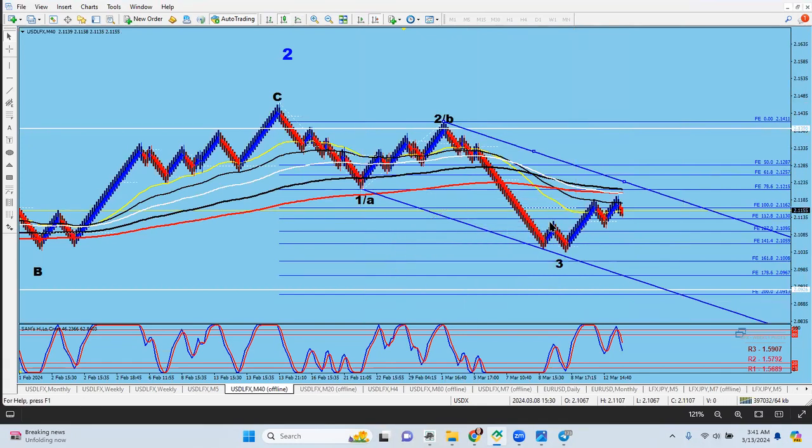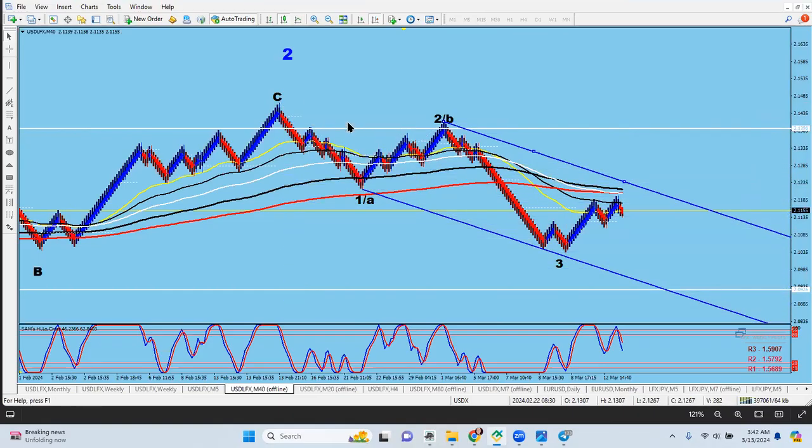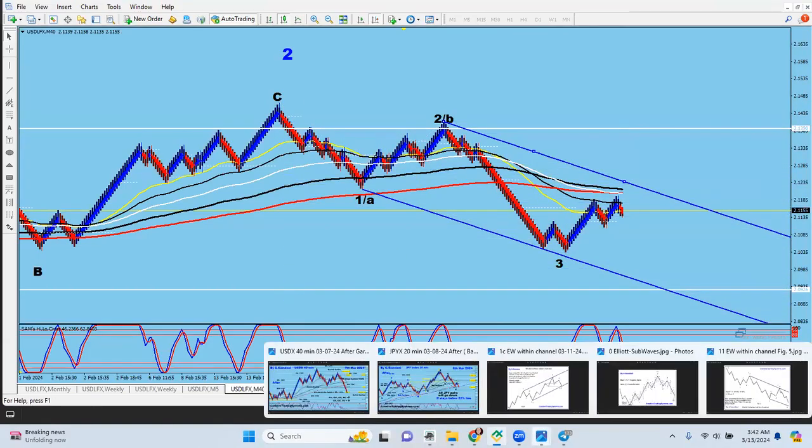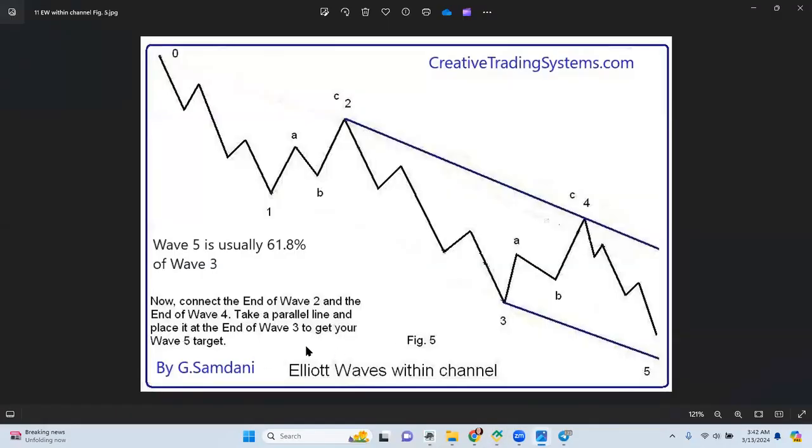So now this is what happened here. And wave 5, so the best thing is that let's say wave 4 is finished here. So wave 5 target most likely would be like this. Okay, let me show you officially first how you take the target for wave 5, because of this diagram, what it says. It says 61% of wave 3.